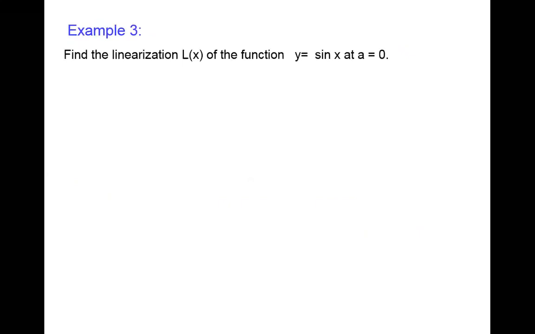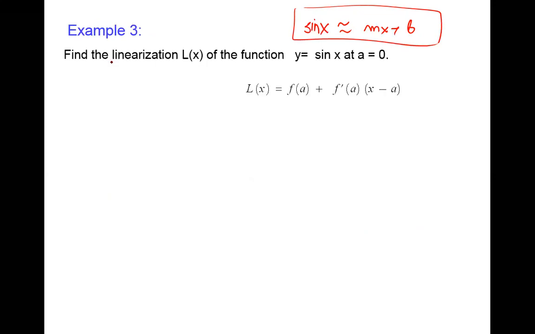Okay, now let's try this. Find the linearization of the function sine of x at 0. We would like to see that the sine function could be approximated by the line mx plus b. That means, again, another nice function. And instead of computing sine of tiny angles close to 0, I can simply use the line. And we know how to deal with the line. No problem. Multiply by m plus b. That means let's start. Linearization.